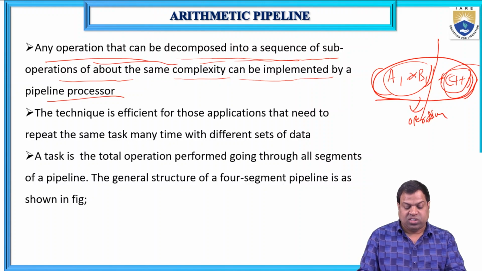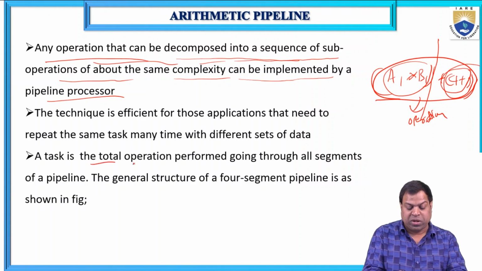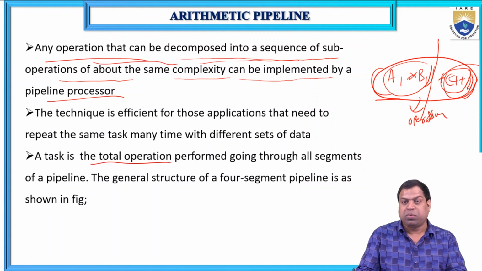A task is the total operation performed going through all segments of a pipeline. So what is the total operation? A into B plus C into D. This total operation is performed through all segments: segment 1, segment 2, and segment 3.